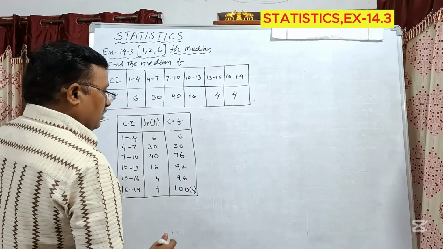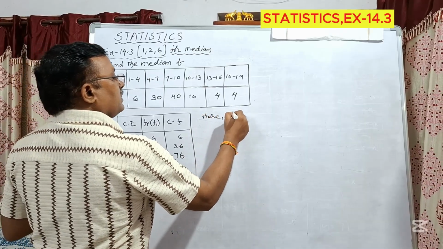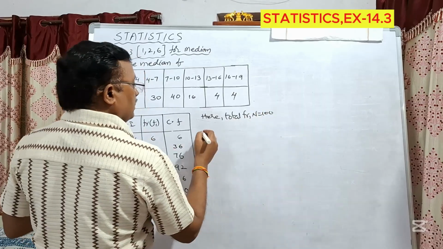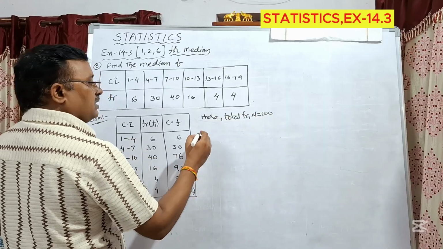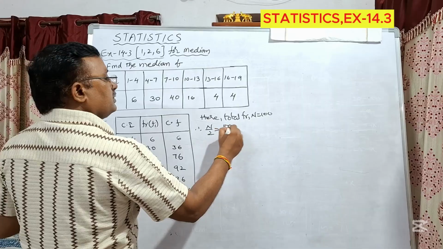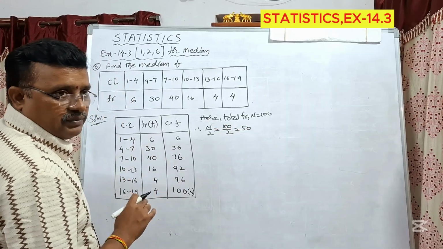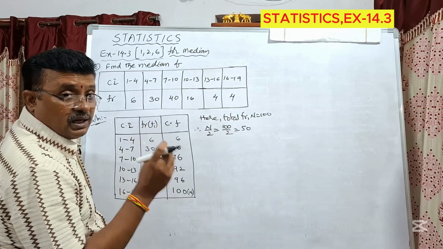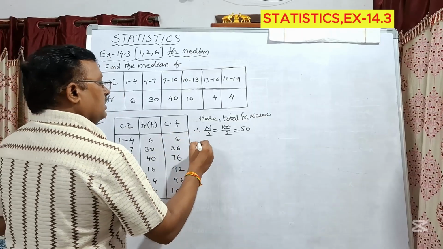Understood? So now total frequency n equal to 100 we got. Proper order is there, total frequency 100 is there. Therefore find out the middlemost value, that is n by 2, which is 100 by 2, that is equal to 50. So where will be the 50? To trace out that one, the 50th observation belongs to which class interval? That is the concept. So what is the process?